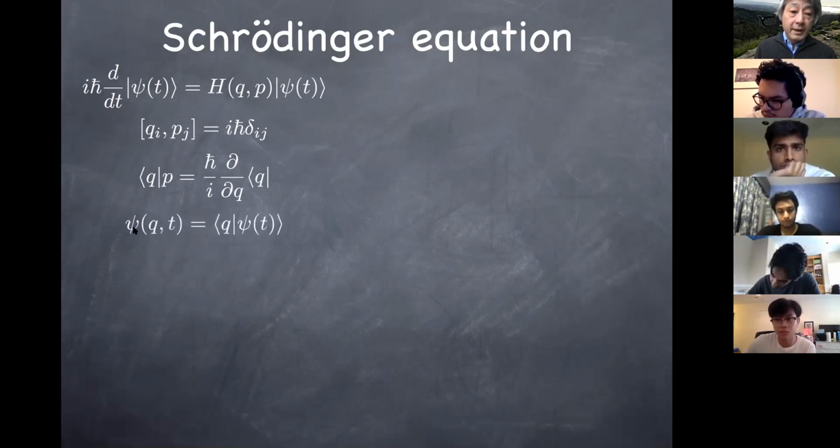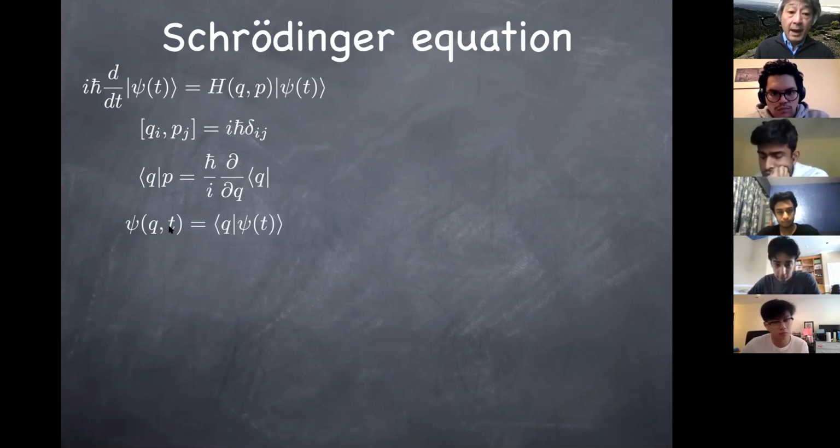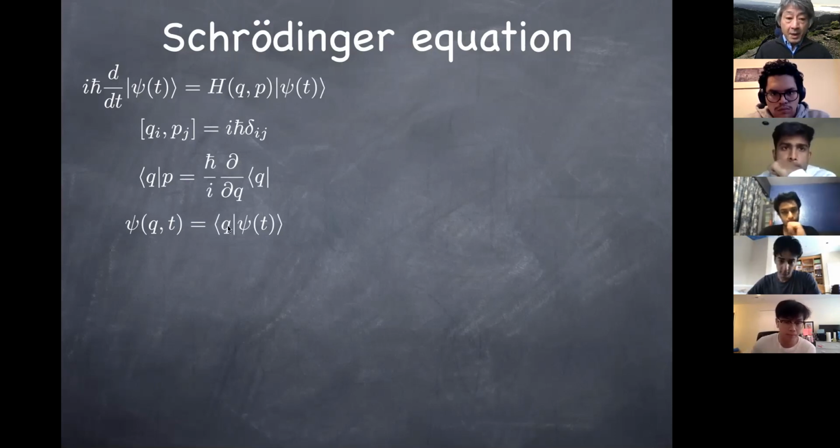So using this Q bra and taking the inner product of Q bra with this state psi, you define this wave function, which is a function of Q, the eigenvalue of the Q operator, and time. And time is what determines the time evolution of the state psi, right? So this is the definition of the wave function.